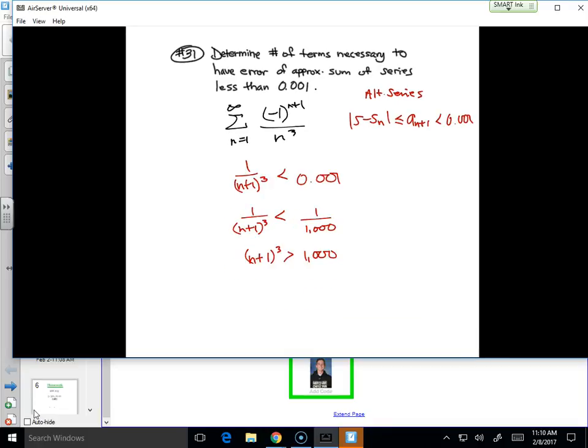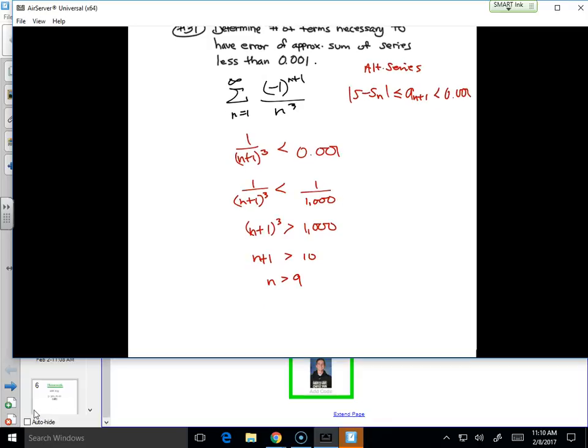Cube root both sides. Don't have to worry about signs, right? Because it's an odd powered root. So then n has to be greater than 9, which means that they're asking to determine the number of terms necessary to be less than. We would then go ahead and answer, okay, the next term would be 10. That tells us that to have the error be less than 0.001, we need to find which partial sum, the 10th. If we find the 9th, it would be equal to 0.001.